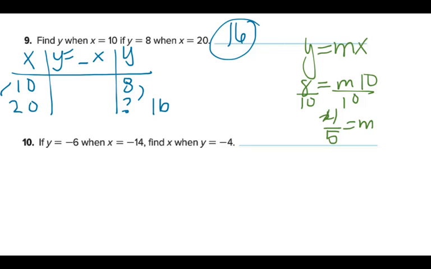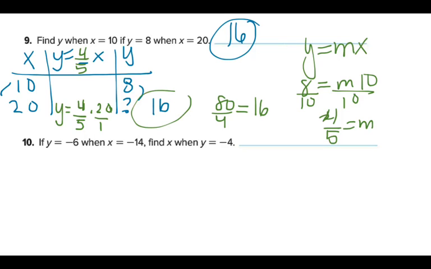Okay, so all I have to do in this equation is make it y equals 4/5 x. So I say my y, I don't know, equals 4/5 times my x, which is 20. I need to make the 20 a fraction, and what I end up getting is 80 over 4, which simplifies to 16. Now I want you to try 10 on your own. I'm going to complete it, so hit pause, try 10, and in just a second hit play and you will see the answer.